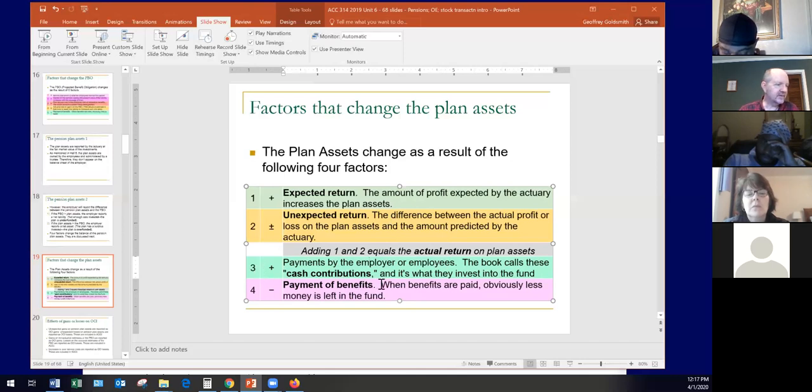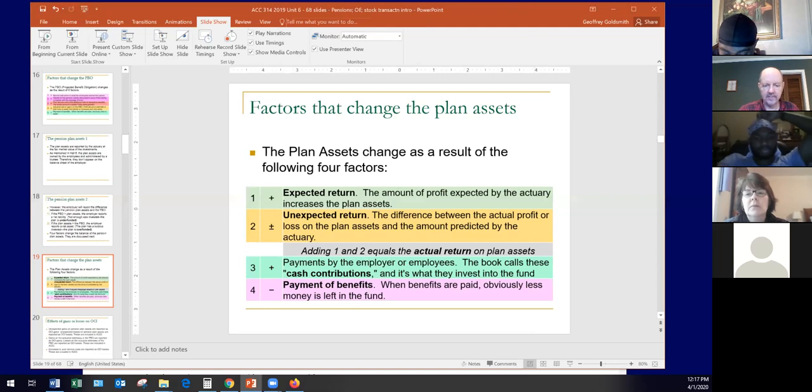Payment of benefits, they have to liquidate an investment to get the cash, and then they pay a retiree part of his or her pension. So that obviously means it decreases the amount of money that's left in the fund. Questions on that?